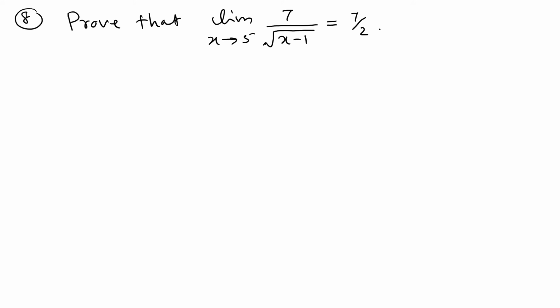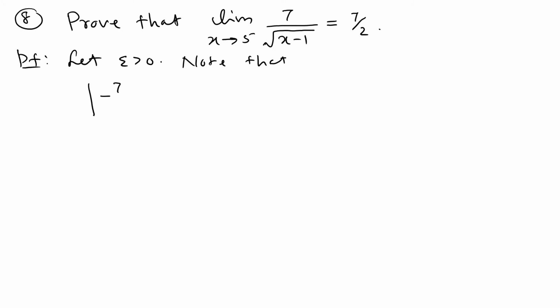So problem number 8. As the next problem, we have the limit as x goes to 5 of 7 over the square root of x minus 1, which is equal to 7/2. So this is like a rational and root. Let's see how the algebra works. So the proof: let epsilon be positive. Then note that we can do the algebra first.